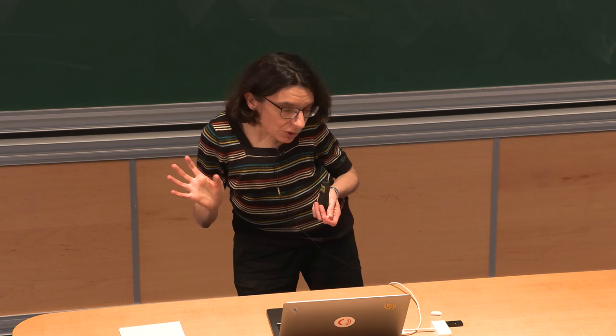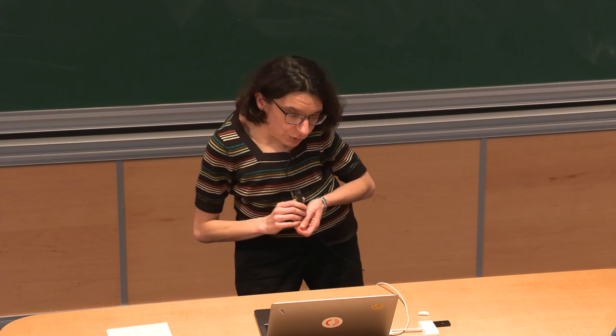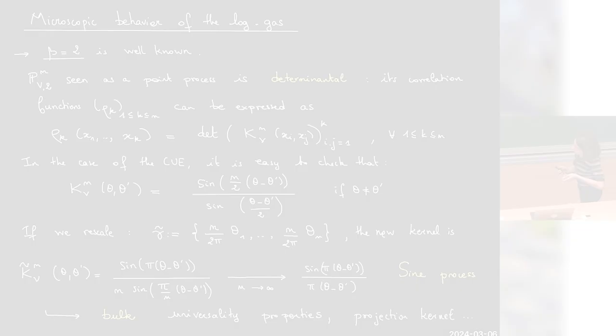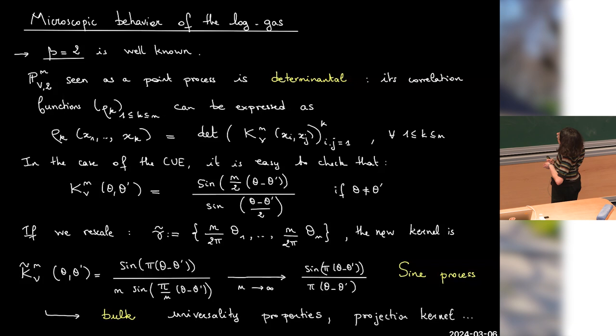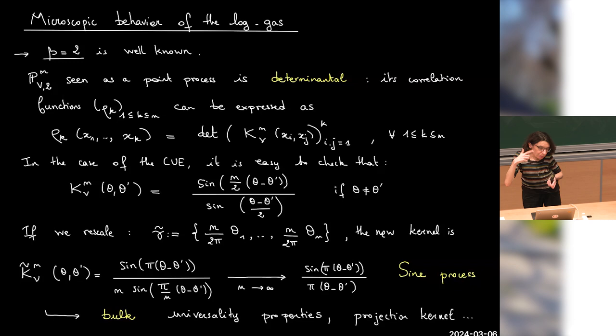But on the unit circle, when V equals 0, it's very easy to compute the kernel. It's sin(n(theta minus theta prime)/2) over sin((theta minus theta prime)/2). Here I expressed it in terms of the eigenangles, but you can see it on the unit circle by replacing theta by exponential i theta.